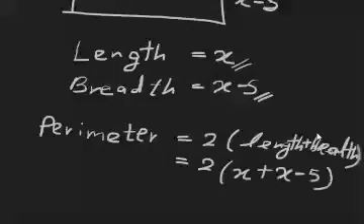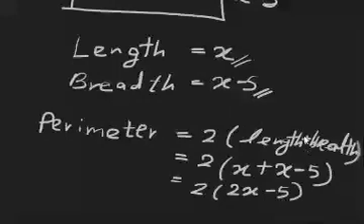Here, these two terms, x, are like terms. That means you can add the coefficients of these two terms. What are the coefficients of x? 1, and here also 1. 1 plus 1, 2. So 2x minus 5. This is the expression. Now you can substitute here.